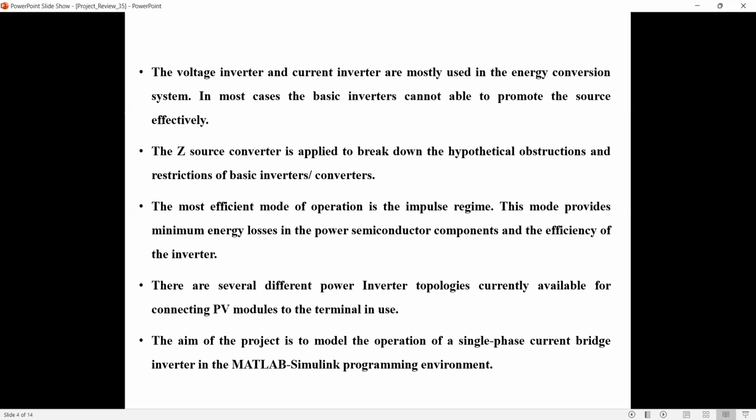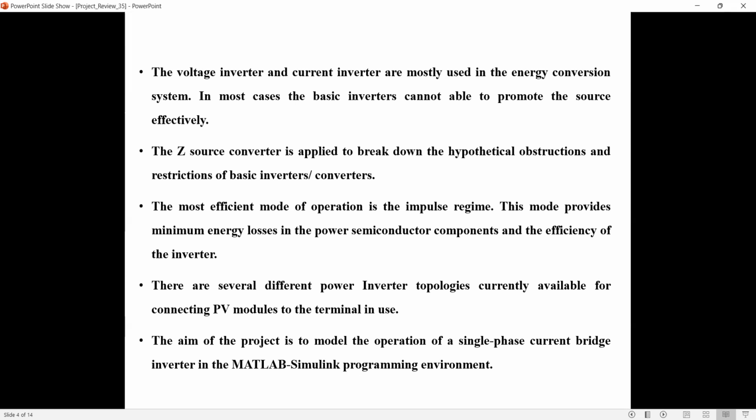The voltage inverter and current inverter are mostly used in energy conversion systems. In most cases, basic inverters are not able to boost the source effectively. So we use the Z-source converter to break down the theoretical abstraction and the restrictions of a basic inverter or converter. The most efficient mode of operation is the impulse mode. The mode provides minimum energy loss in the power semiconductor components and improves the efficiency of the inverter.